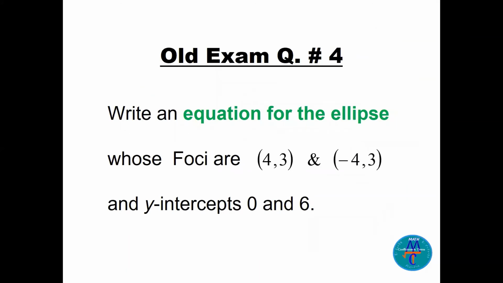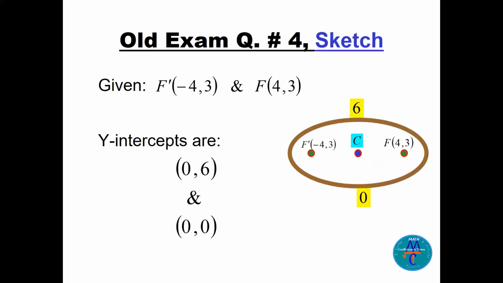Question number 4 is really nice because we have to find the equation of the ellipse given the foci and the y-intercepts 0 and 6. We can make a little sketch here. The foci are minus 4, 3, and 4, 3. So the center here, you can see the center is the midpoint. See, this is F prime and F, and the center is the midpoint. We have the y-intercepts here, 0, 6 and 0, 0.